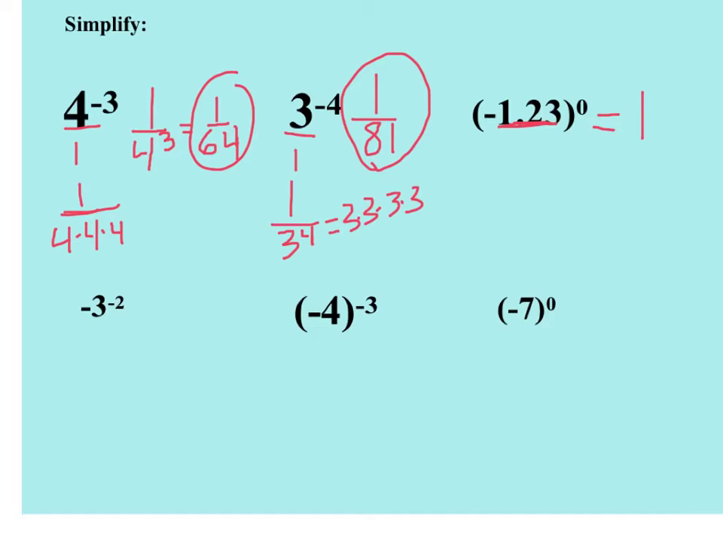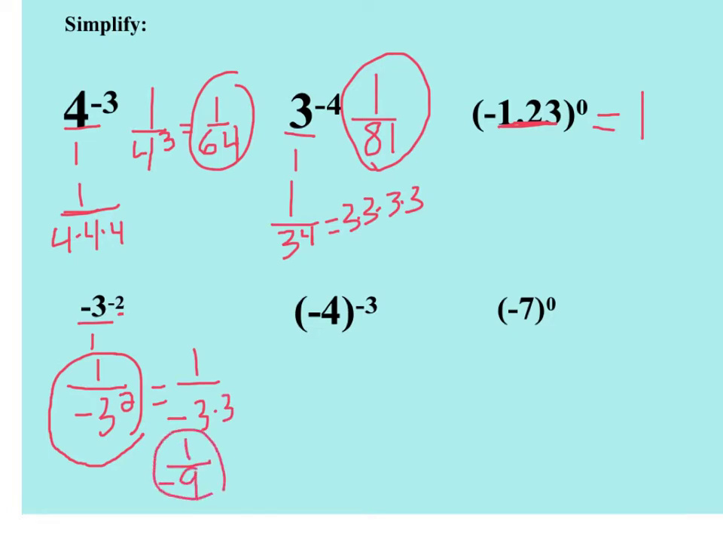Okay, here we have a negative 3 to the negative 2 power. So what I'm going to do is put that over 1, and I'm going to flip it because of the negative 2. So I get 1 over negative 3, and then to the positive 2 power. Now, I'm not done yet. I'm not done because I have to do this. That means a negative sign with 3 multiplied to itself. So that equals 1 over negative 9.